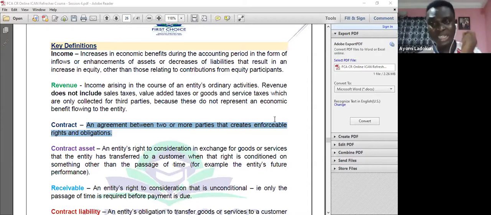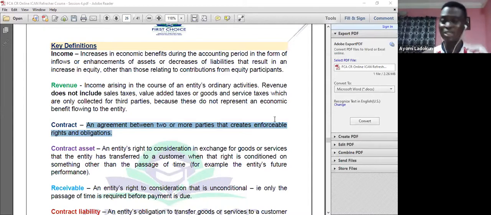Now, the money they get from excess luggage is income, not revenue, because they can allow you to fly without paying that money. But obviously, they can't allow you to fly without paying for the flight ticket, which is the revenue.